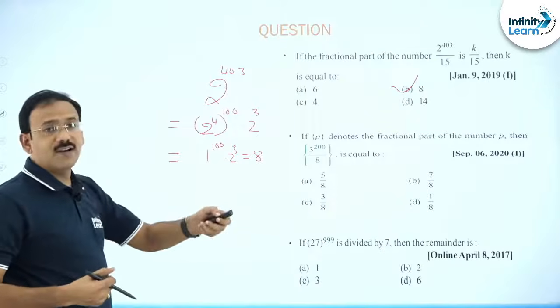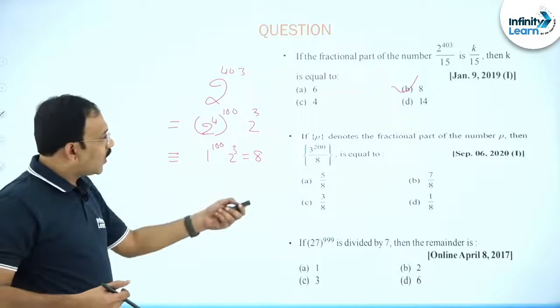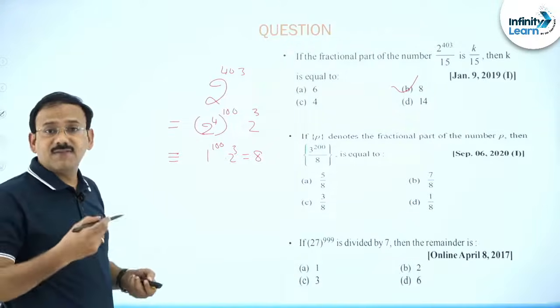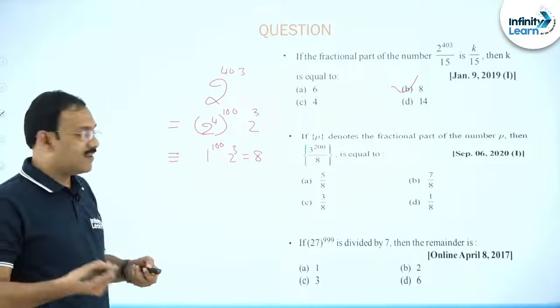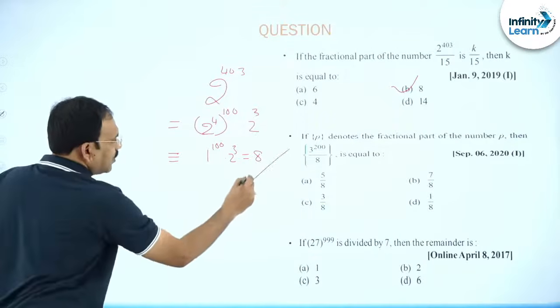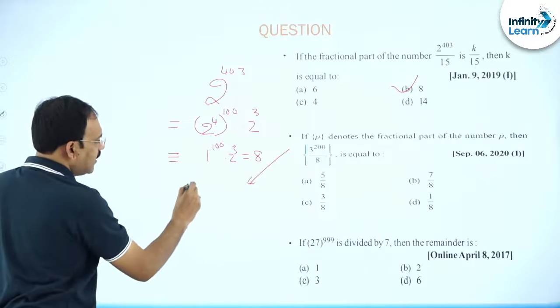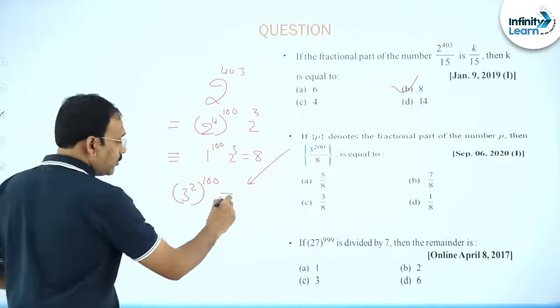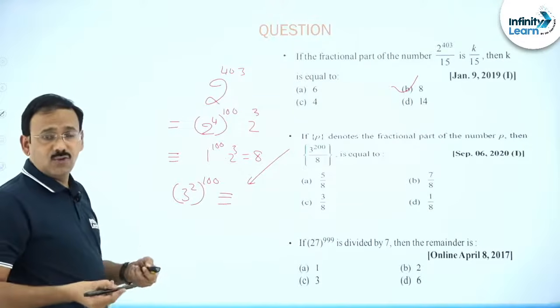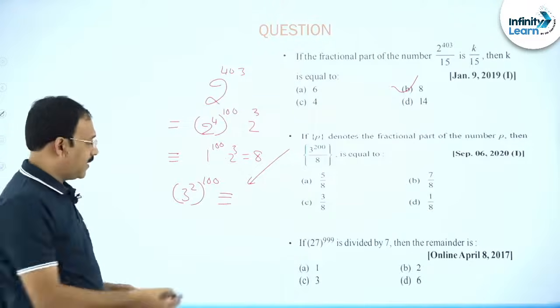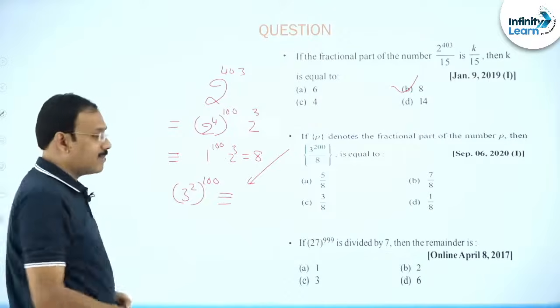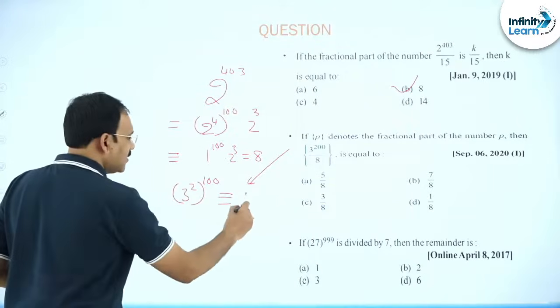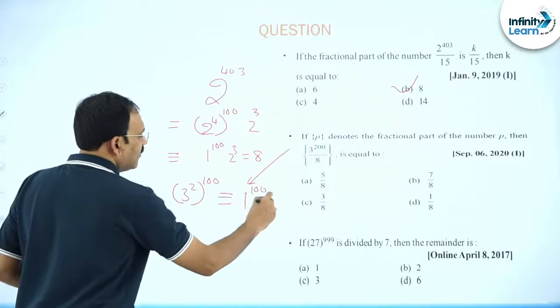3 power 200 divided by 8. What is the nearest number in powers of 3? 3 square is 9. So I write the second question as 3 square power 100, which is congruent to, I am just trying to find the remainder when divided by 8. 9 can be replaced by the remainder when divided by 8, 1 power 100, which is 1.